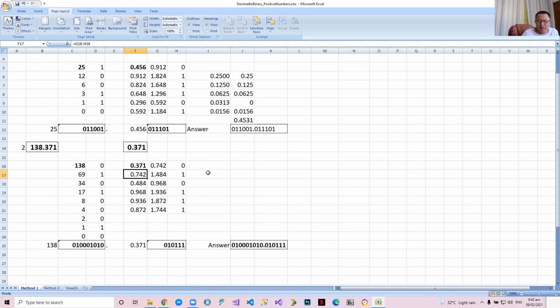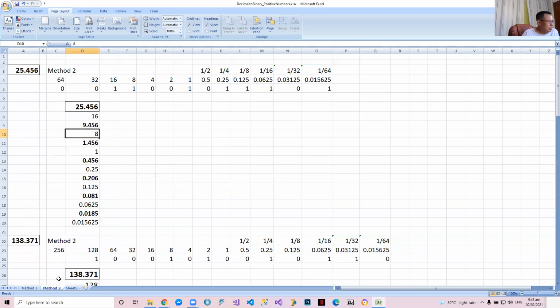Okay. For the binary point, we multiply by 2. For the integer, we divide by 2. Okay? And then when we divide, we record the remainder. And when we multiply, we record the integer part. So our answer will be 0, 1, 0, 1, 1, 1, 0, 0, 0. This is the first method. Do you follow? Any questions so far?